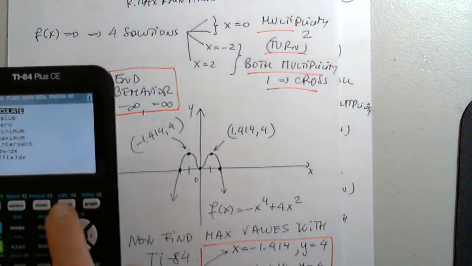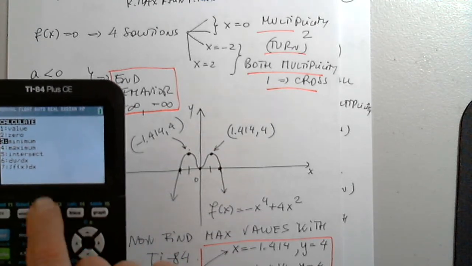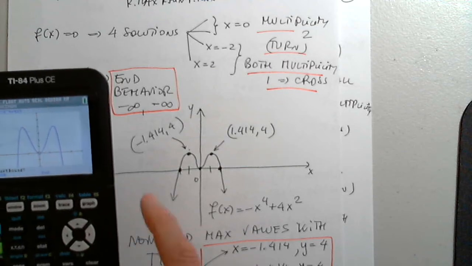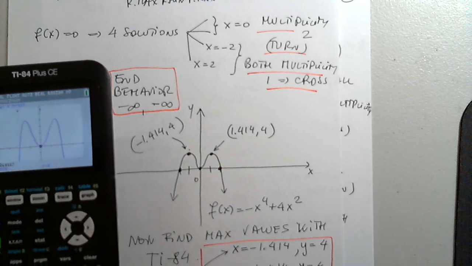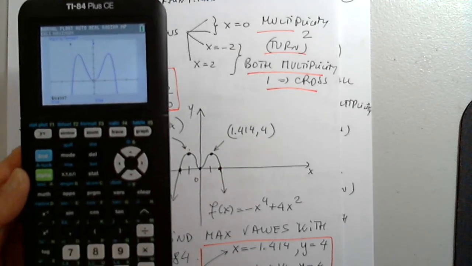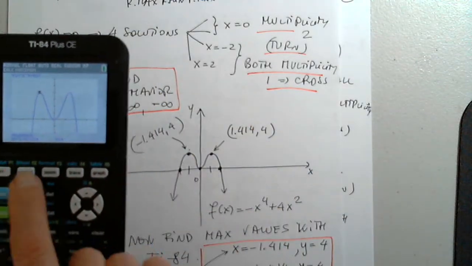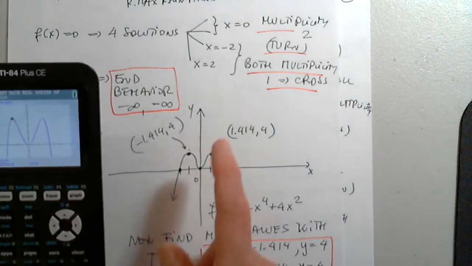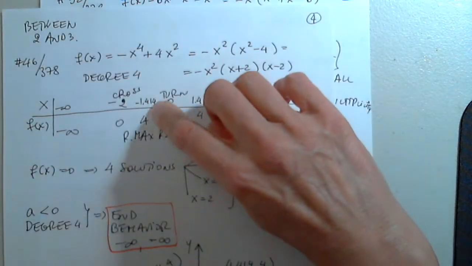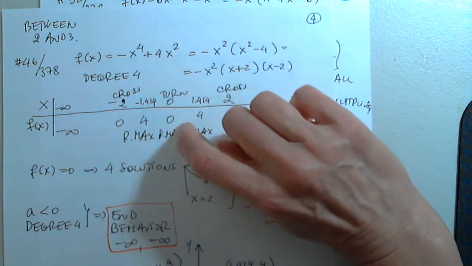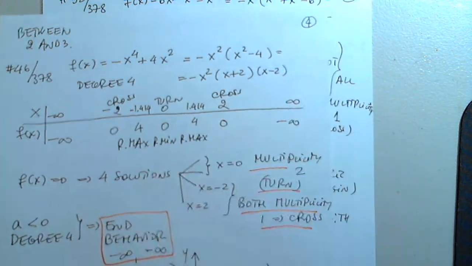So we go to second, calc, and I want to determine the maximum, and press enter. It will ask us to give a left bound. I will give -2 the left bound and 0 the right bound. And then just press enter. And it will give us -1.41, 4, and the other one is 1.41, 4. And I put them in the table. And this is a relative or local max. This is a relative or local minimum, and this is the relative or local max.